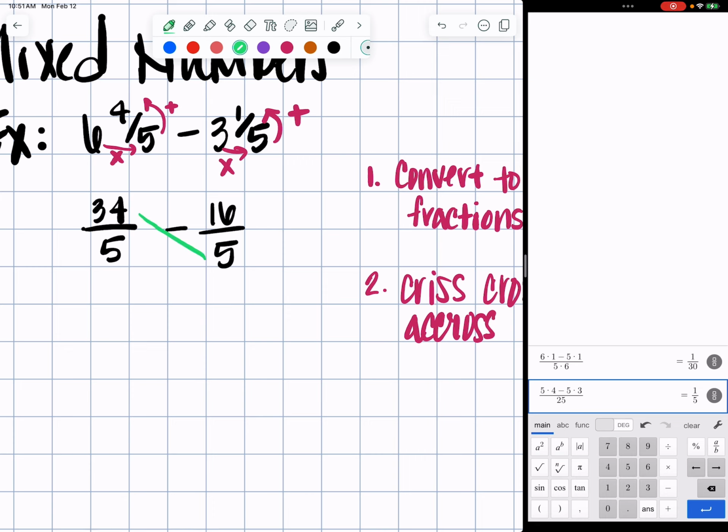So I'm going to multiply that direction. So I do 5 times 34. I keep my subtraction symbol. I do 5 times 16 all over 5 times 5.